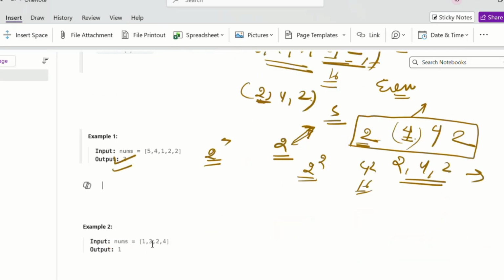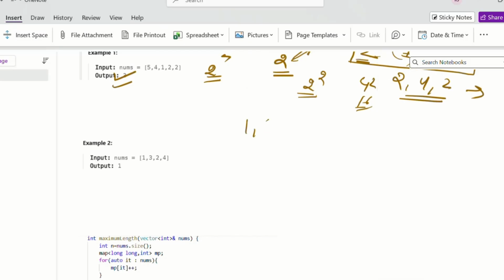And if I look at the second example, it is 1, 3, 2, and 4. If I try for 1, then the occurrence of 1 is 1 only, so we can't go higher for this. So we can return 1. Same for 3, 2, 4, it will be 1 only.